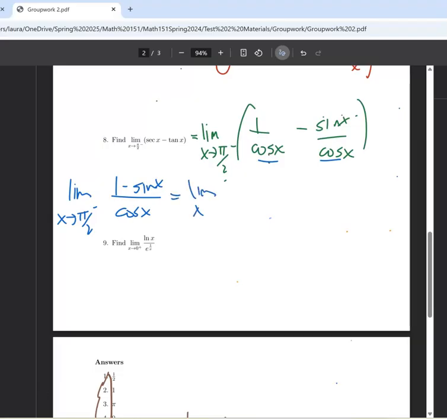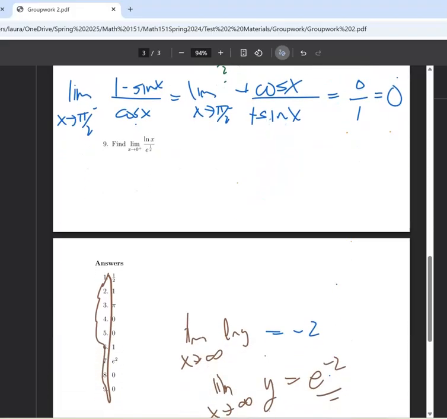Let's take the derivative of the top. That'll give me a negative cosine of x. Take the derivative of the bottom. That gives me a negative sine of x. So then I get a 0 when the two negatives cancel, right? A 0 over a 1. What does that give me? That's just a 0.